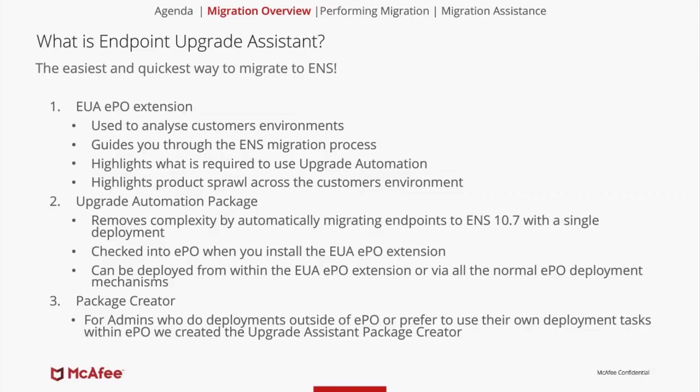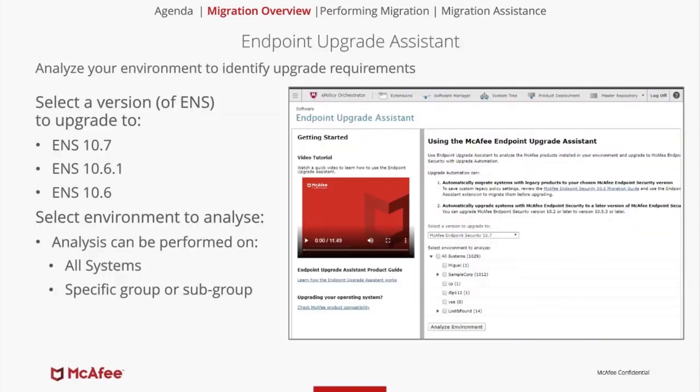The upgrade automation package that it creates allows you to upgrade from your legacy products to Endpoint Security, as well as install other products alongside it, all in one easy package in one deployment. We also have a package creator, which we'll demonstrate later, that allows you to create the same sort of upgrade automation package that can be deployed using third-party deployment tools or even EPO if you prefer to do it that way.